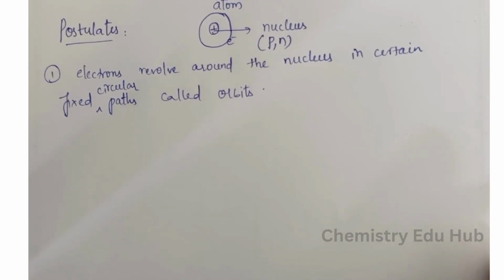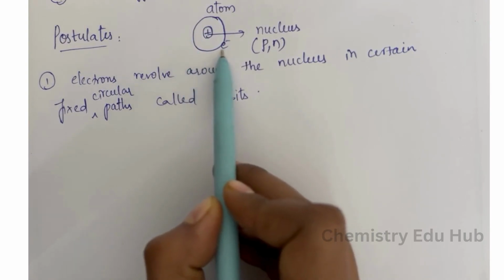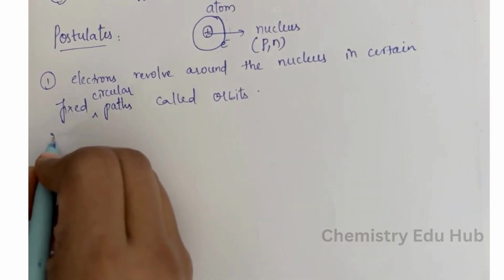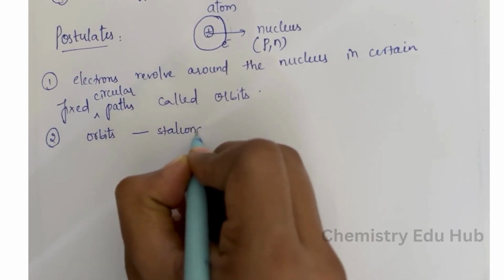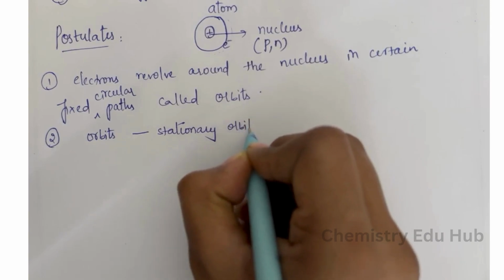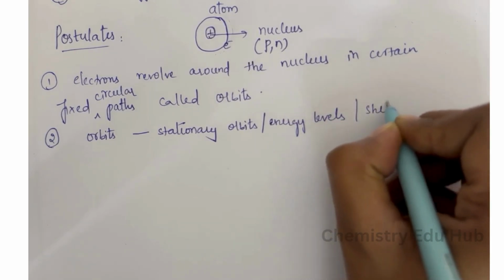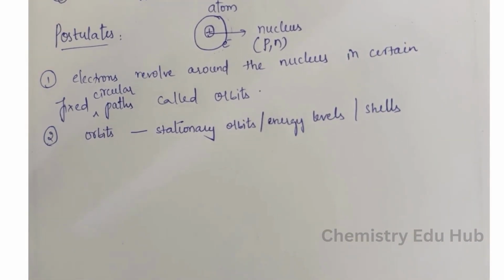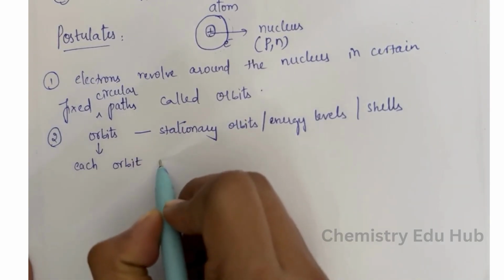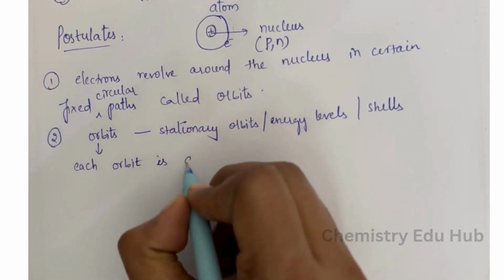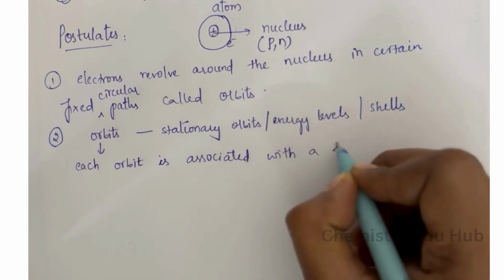So around the nucleus you see the electrons revolving in a circular path called orbits. Now these orbits are called stationary orbits or energy levels or shells. Why is it so? Because now each orbit will have fixed energy. Each orbit is associated with a fixed amount of energy.